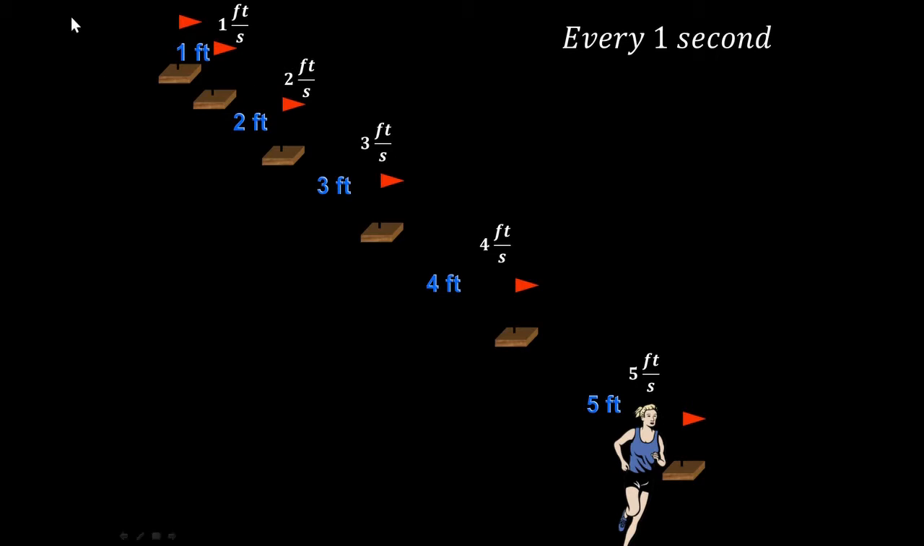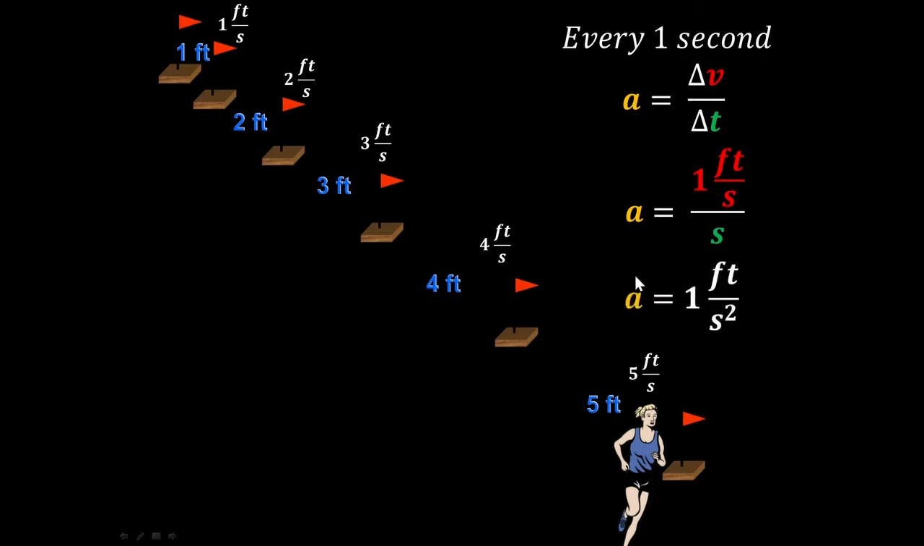Now, if you are at a stop here, and then you're stopped here, and then you're stopped here, and then you're stopped there, and stopped there, meaning you sped up and slowed down, that wouldn't be uniform acceleration. But if you smoothly and uniformly changed your velocity by 1 foot per second every second, you would have had an acceleration of 1 foot per second squared.